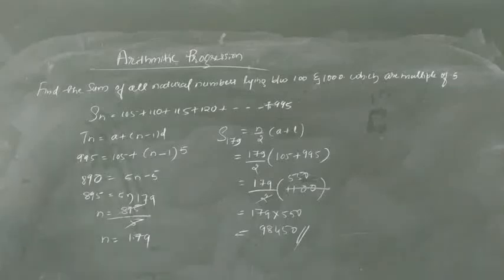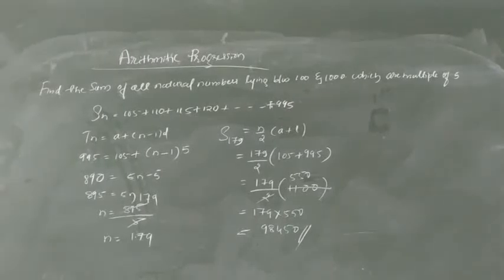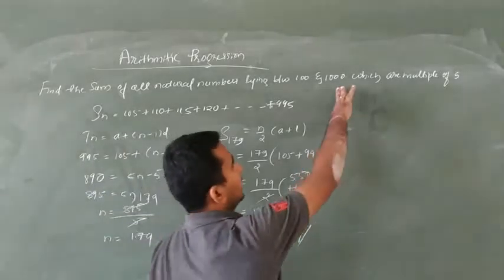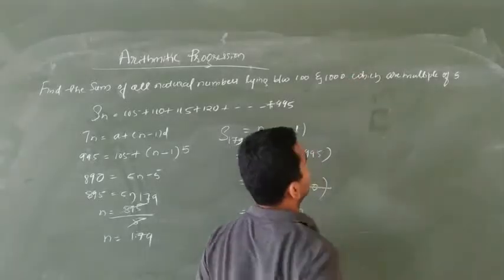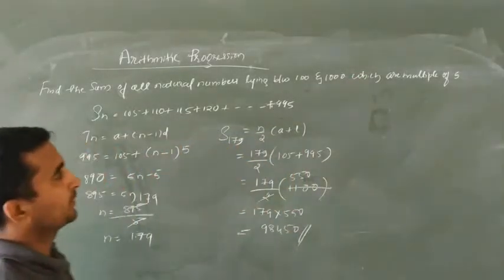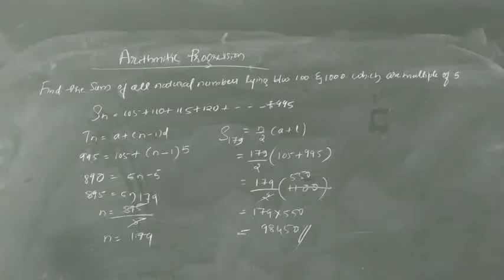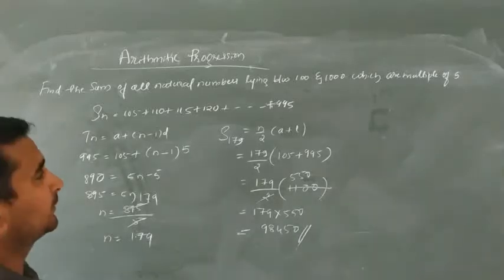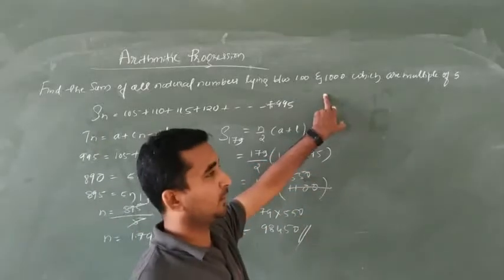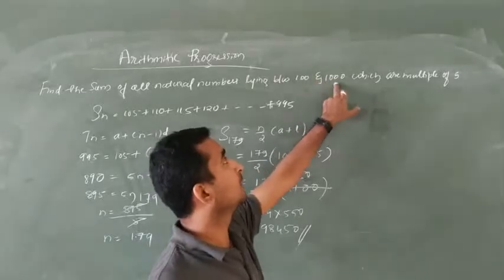This is the sum of the 179 elements. Whenever they give this type of example, they will ask: the sum of all the natural numbers between 100 and 1000 which are multiples of 5. Which are multiples of 5 means those numbers should be divisible by 5, and lie in between 100 and 1000, not including 100 and 1000.